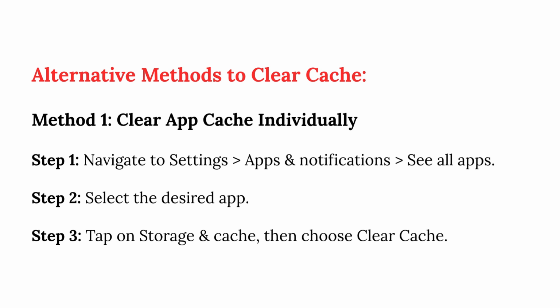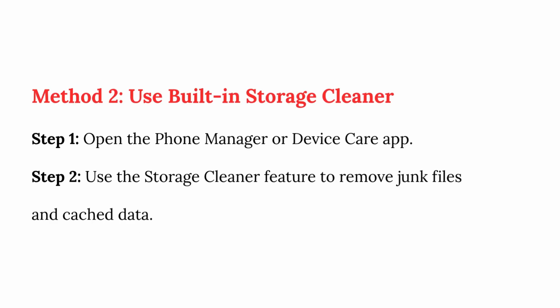Method 1. Clear app cache individually. Step 1. Navigate to Settings, Apps, and Notifications. See all apps. Step 2. Select the desired app. Step 3. Tap on Storage and Cache. Then choose Clear Cache.